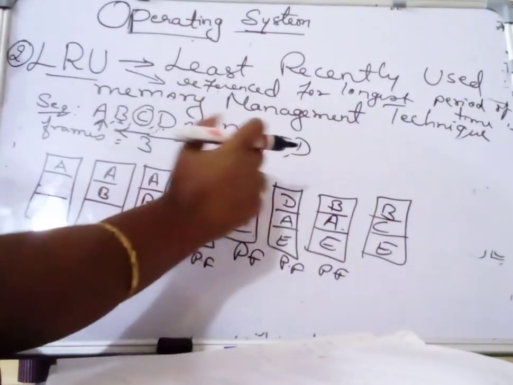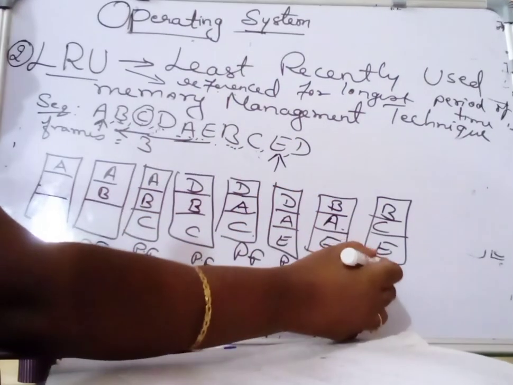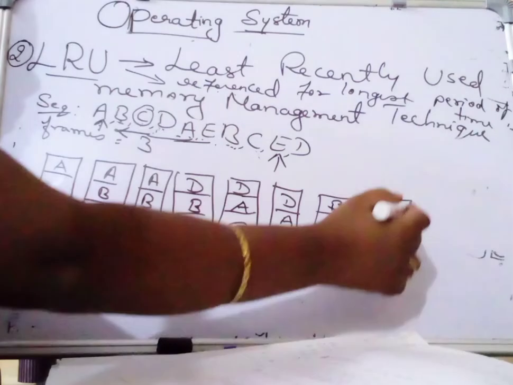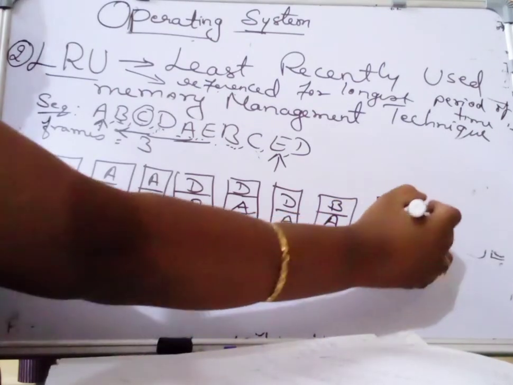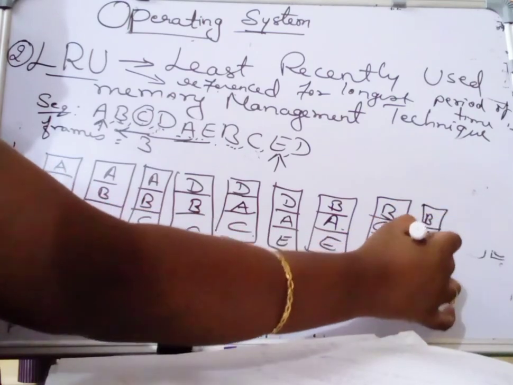And what is the next one to be referenced? Next is E. See, E is already there here. So it is not a page fault. E is already there. So write that sequence as it is. It is not a page fault.